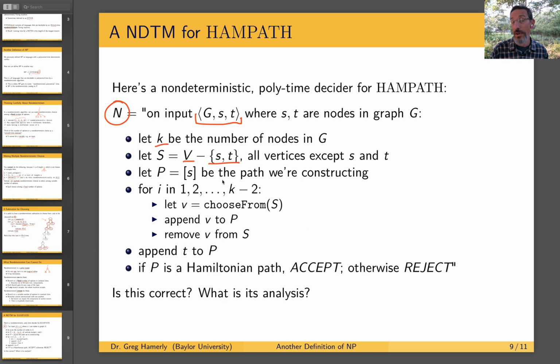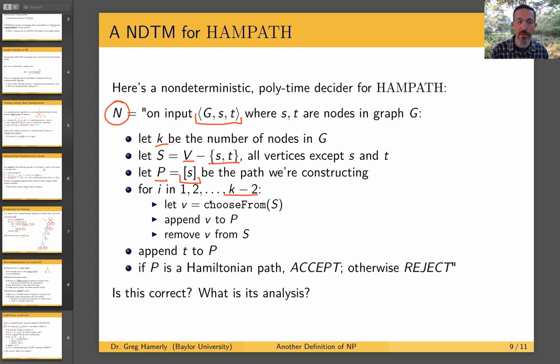We're going to try to construct a path that goes from s through some sequence of all the other vertices and then ends at t. And P is going to be that path. So P is a list, a path that we're constructing, and it's initially just the starting vertex s. And then we're going to loop k minus 2 times to order these vertices that we have here.